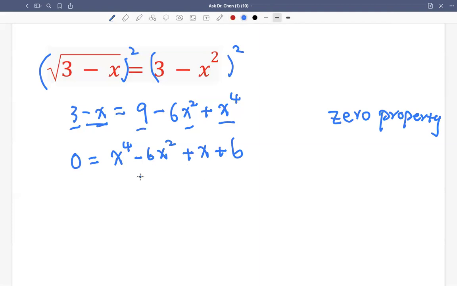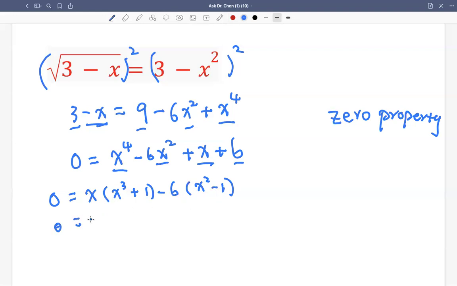So let's group. We have 4 terms. Maybe let's group those two together. We can factor out x. Then we have x cubed plus 1, sum of 2 cubes, right? Sum of 2 cubes, we have a formula. I'll write it later. Then we'll group those two together. So maybe factor out minus 6, and we have x squared minus 1, because we had a positive 6, negative 6 times negative 1, positive 6.